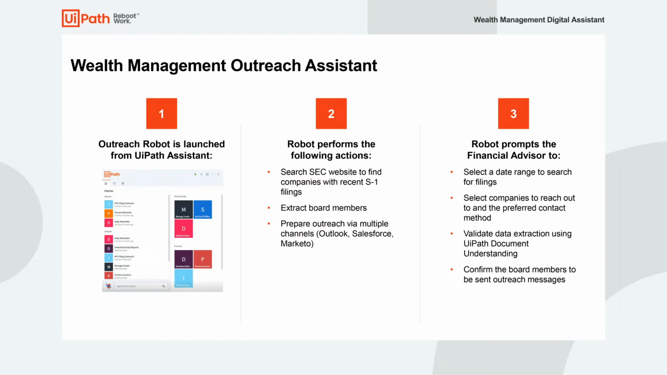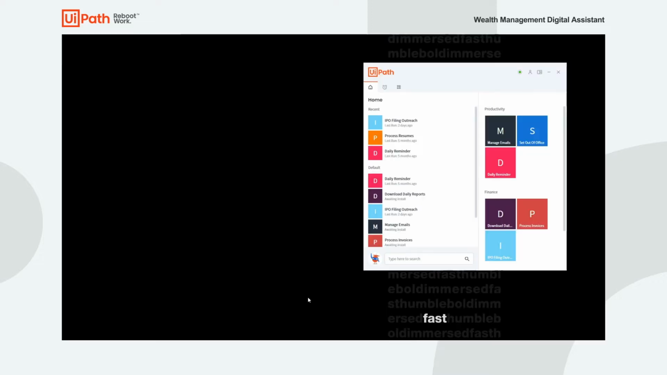This is a process that checks for recently filed S1 prospectuses by company and extracts executives and directors using a customized machine learning model, to then import into Salesforce and Marketo for outreach.